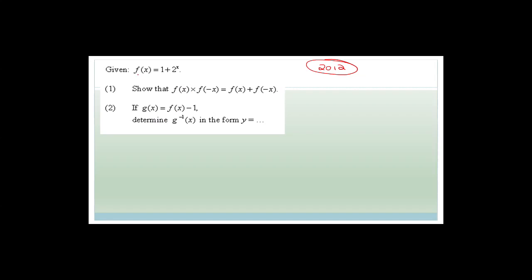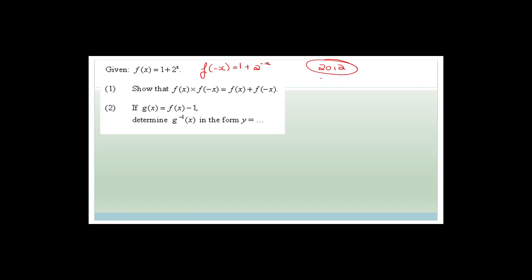Okay, so it says, given that f of x equals 1 plus 2 to the x, show that f of x times f of negative x is equal to f of x plus f of negative x. All they are trying to do is make sure that you understand that whenever you see an x here, you have to replace it. So for example, if this is f of 2, then x would be 2. If this was f of 3, then this would be 3. So if f of x equals 1 plus 2 to the x, do you agree that f of negative x would be 1 plus 2 to the negative x? That's what that is, okay?